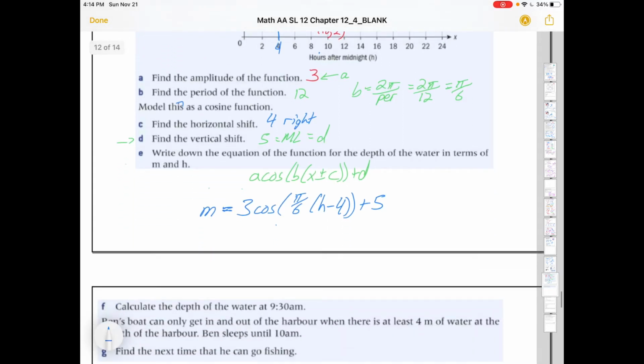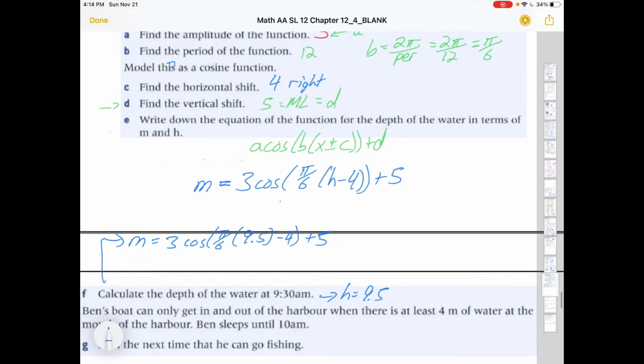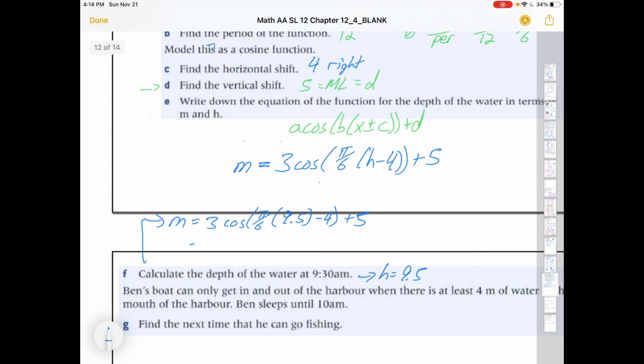Calculate the depth of the water at 9:30 a.m. Let's do that right here. So we've got to put in an h, or hour, value here. And it's kind of nasty that they gave it to us as 9:30 a.m. That means 9.5 hours. So we'd have 9.5 minus 4 plus 5. I'm just subbing in. And this is not a rough expression to work out. I just have to go to my calculator.